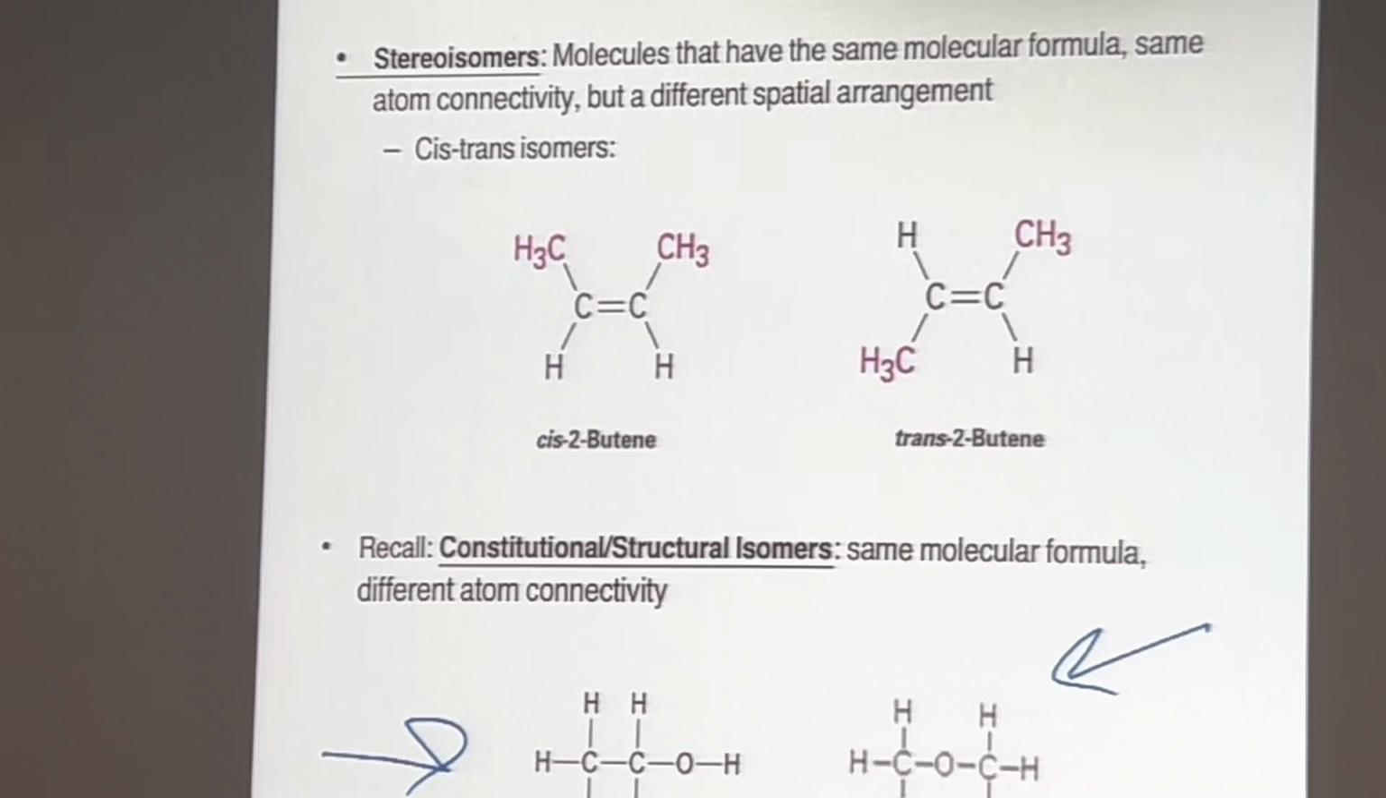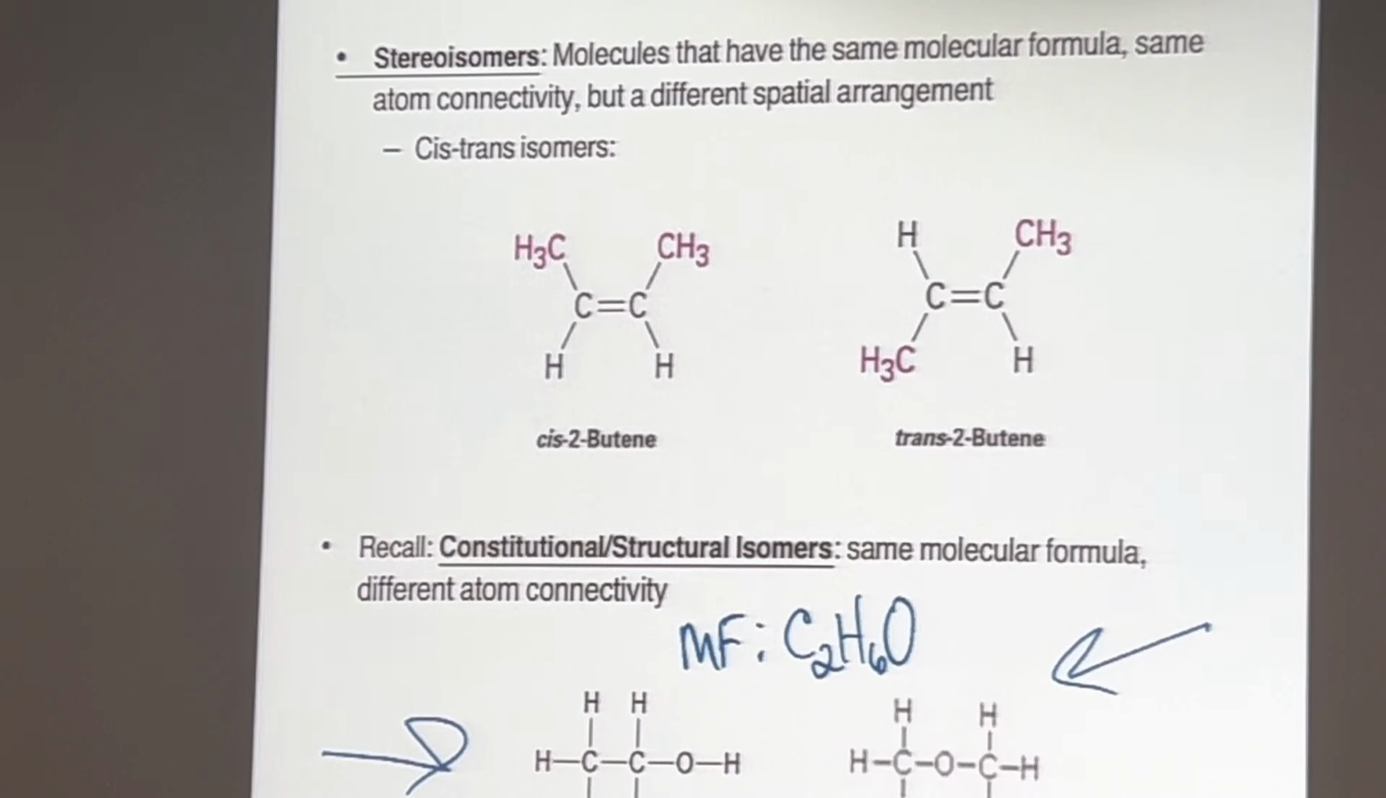So both ethanol and dimethyl ether have molecular formulas of C2, what? Keep going for me, folks. H what? 6, and O, 1. Yeah, O. You can put the 1 there if you want, but when it's a 1, most of the time you don't put the 1 there. Okay, so those have the same molecular formula, but the atoms are connected in a different way.